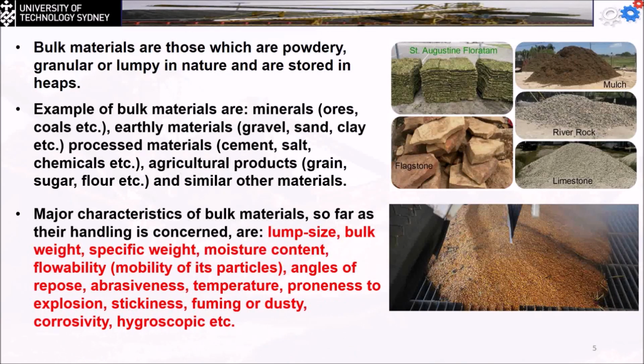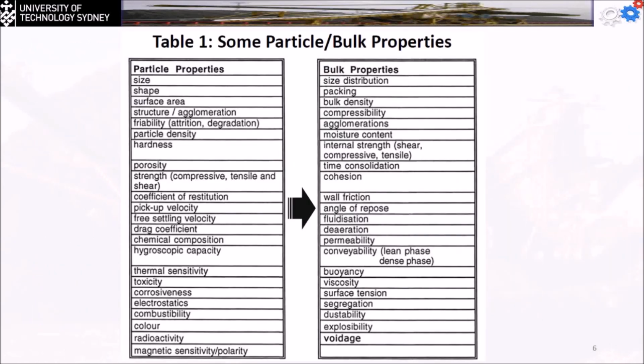The major characteristics of bulk materials that handling is concerned about are the lump size, the bulk weight, the specific weight, the moisture content, the flowability, the angle of repose, the abrasiveness, the temperature, proneness to explosion, stickiness, fuming or dustiness, corrosivity, and hygroscopicity. Most of these terms you may be familiar with, and the others we're going to clear up today. So these are some of the particle and bulk properties.